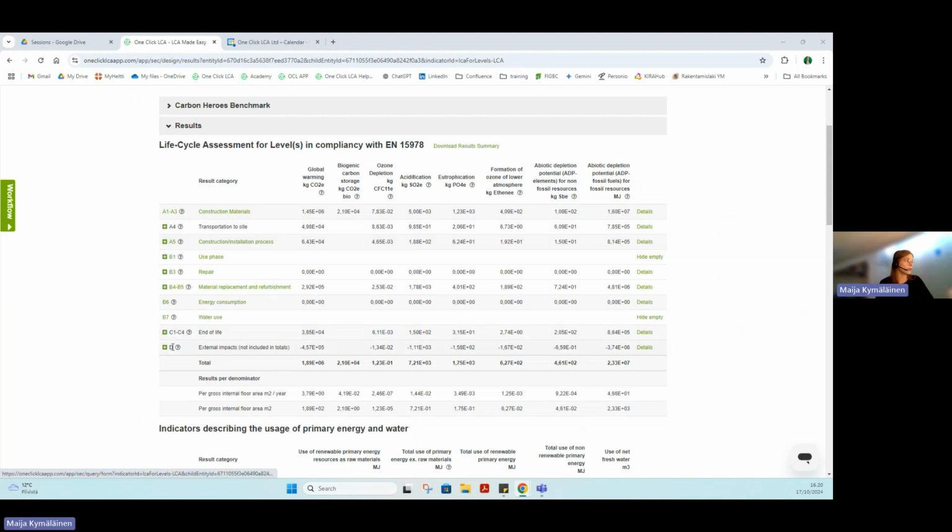Here you can see all the life cycle modules that have been filled in. So we have information in all except the use phase. We haven't filled in anything here. And then water use is also blank.